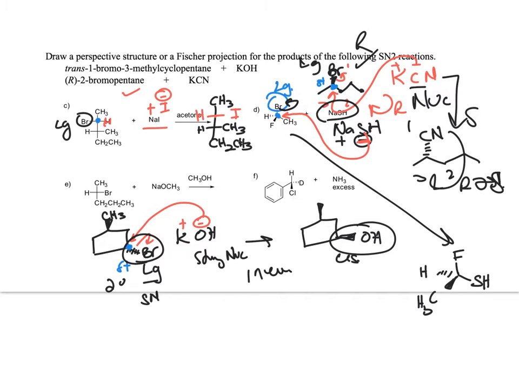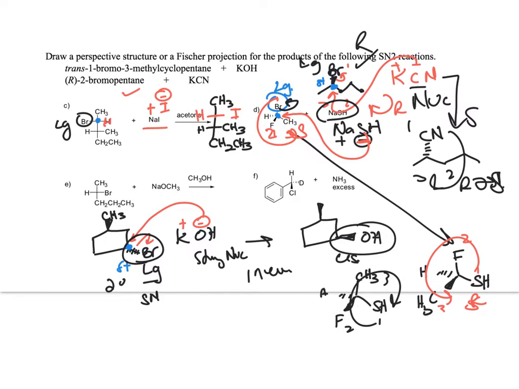So let's go ahead and do 1, 2, 3, 1, 2, 3. So that's an S, and here we have 1, 2, 3, and that's an R, or that's an S. So then you'd have to do the stereochemistry the other way. CH3, SH, go ahead and keep fluorine there, and hydrogen. 1, 2, 3, that's R. So just show that that's inversion stereochemistry.